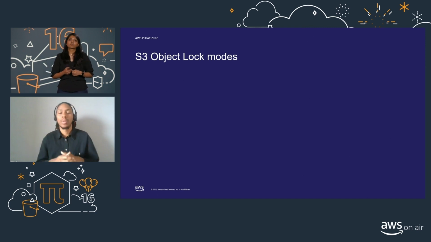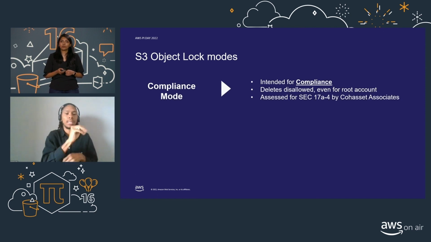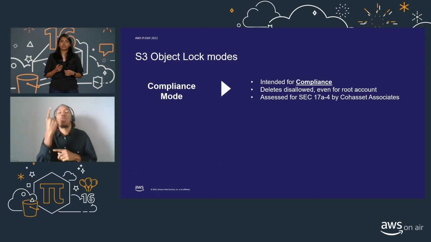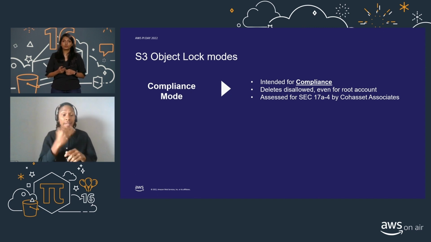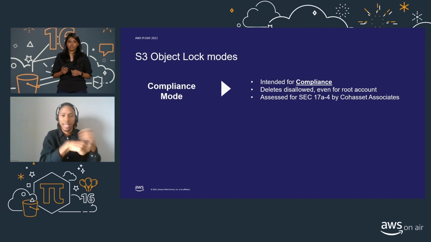There are two types of object lock modes that I want to talk about today. The first is the compliance mode. In this mode, a protected object version cannot be overwritten or deleted by any user, including the root user in your AWS account. When an object is locked in the compliance mode, its retention mode cannot be changed and its retention period cannot be shortened.